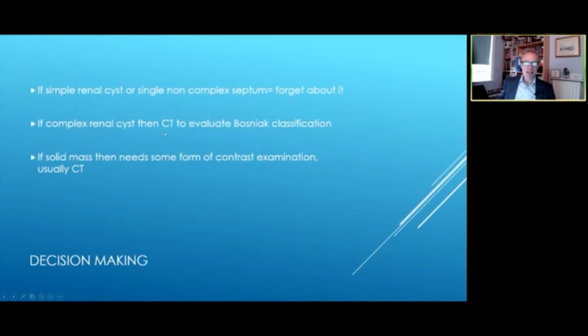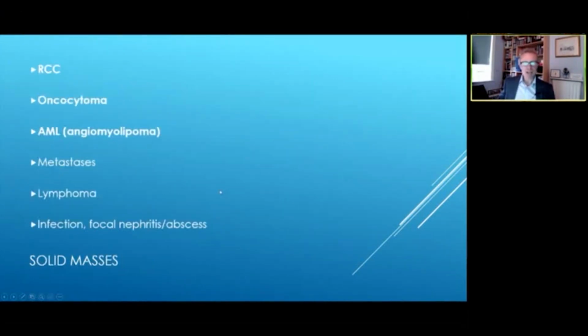You need to evaluate it with CT and give it a Bosniak classification. If it's a solid mass, Bosniak classification does not apply, but it will need some form of contrast examination. It's usually CT, but it could equally be ultrasound or MRI. That's your first basic decision to make.